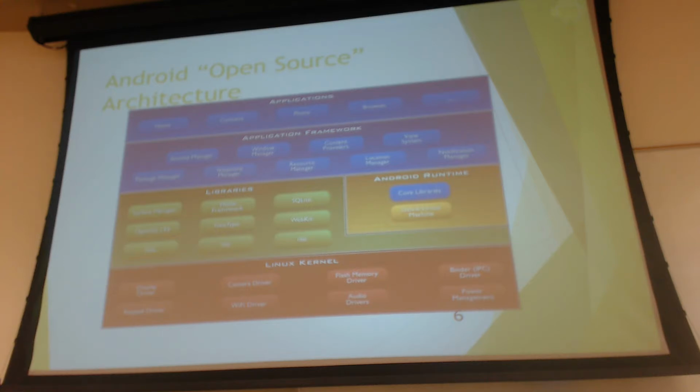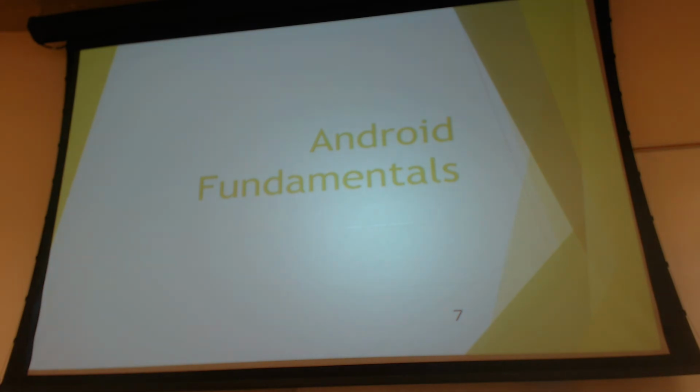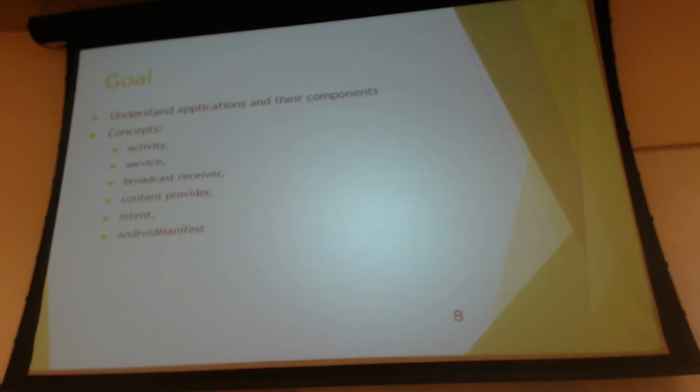So given this brief overview of Android architecture, let's talk about how to program, how to write our first code. So we'll talk about several things. First of all, we'll talk about activities, services, broadcast receivers, content providers, intent, and so on.